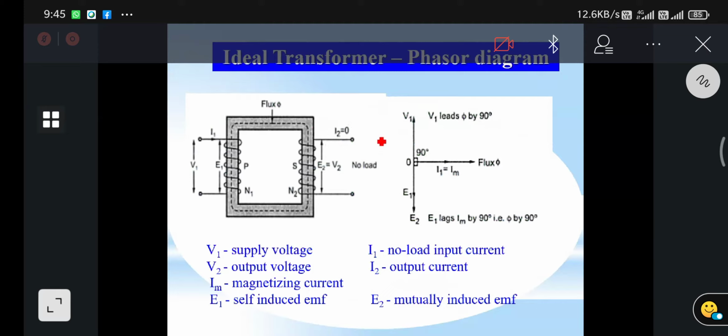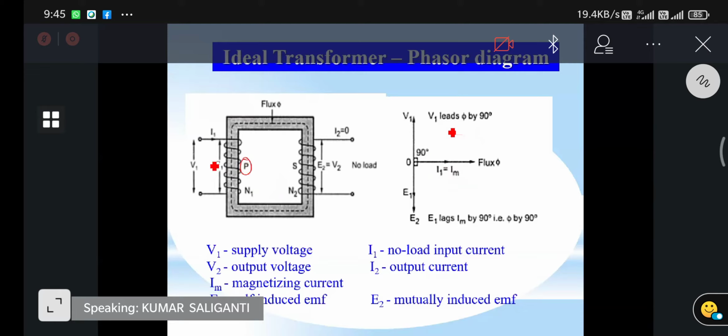If we consider this one, V1 leads by 90 degrees. That is, I1 equals Im, so there will be a magnetizing current. So when the primary is connected to a sinusoidal alternating voltage V1, a current Im flows through it. That is your Im.